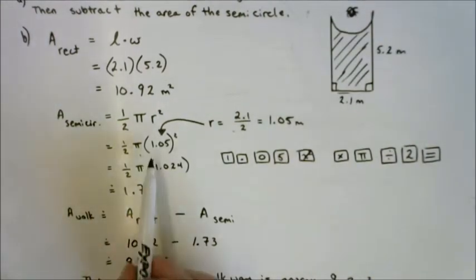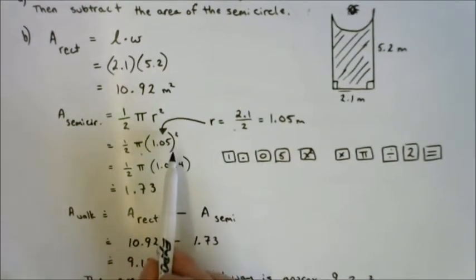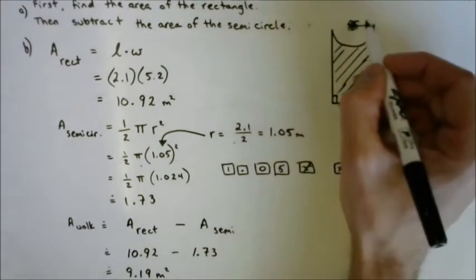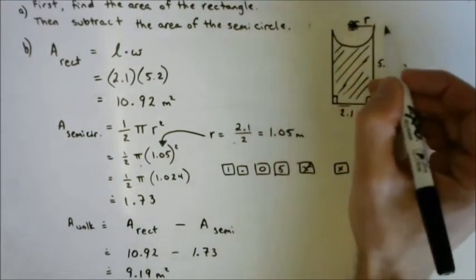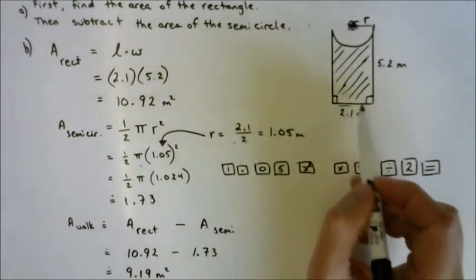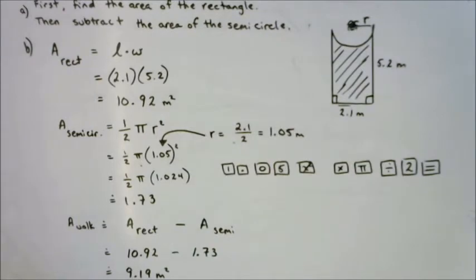Where'd you get the 1.05 from? That's the radius of the semicircle, because we needed r in order to calculate it using our formula. So r is half of the diameter, which was 2.1, so 1.05.